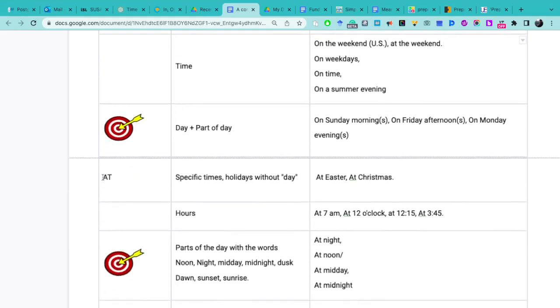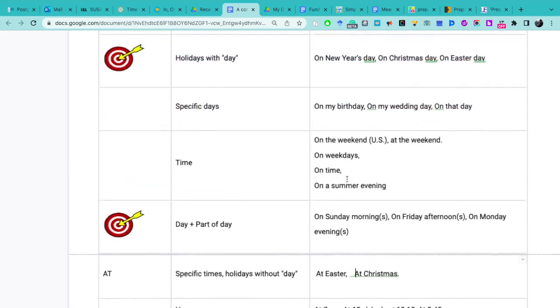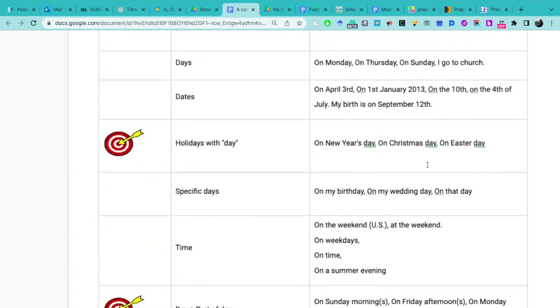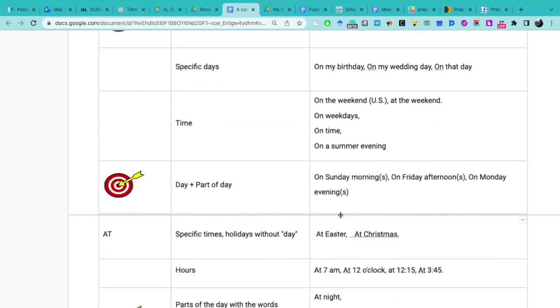Now moving on to the preposition at. The preposition at is specific when we want to talk about time. Holidays without the word day: here we have at Easter, we don't have the word day. If we move a little bit up, we have Easter, but we use on because we include the word day, on Easter Day. Here we don't use the word day. That's why we must use at, because it's very specific: at Easter, at Christmas, etc.